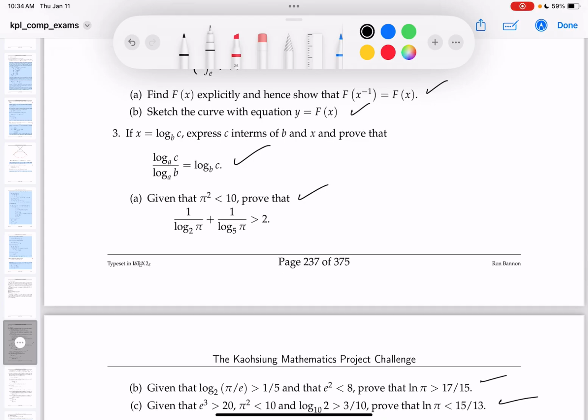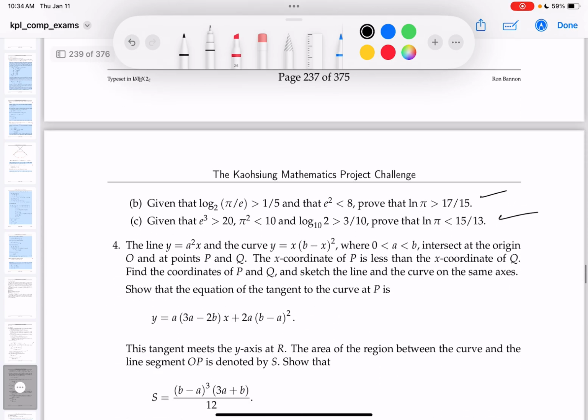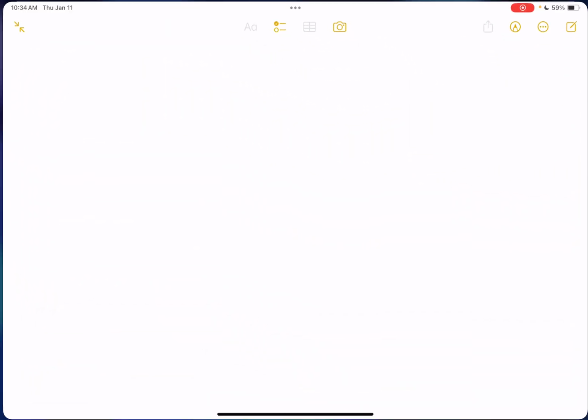Okay, for number three, certainly a base change formula, you probably knew about that if you took a pre-calculus class. We just showed A to be true, and now we're on B. Looking at B, it says given that the log base 2 of pi over e is greater than 1/5, and that e squared is less than 8, prove that the natural log of pi is less than 7/15. All right? So I'm going to go to the whiteboard. And again, all I can do is write down what they've given me and then what they asked for.